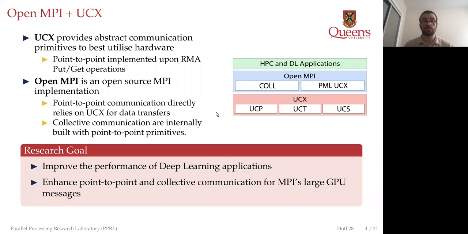So what is our research goal? We want to improve the performance of deep learning applications. And specifically, we want to enhance point-to-point communication and collectives for MPI's large messages on GPUs.